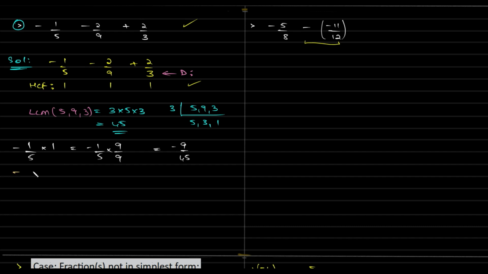The next one is negative 2 by 9. Here too I will multiply with 1. Negative 2 by 9 into 1 can be written as something which helps me to convert the denominator to 45. In this case it is 5 by 5, minus 10 by 45. 2 by 3 into 1 is equal to 2 by 3 into what should I multiply with? 15 by 15, 30 by 45.